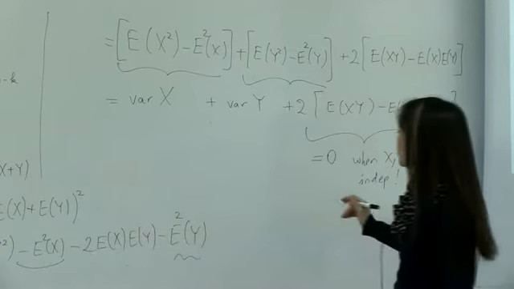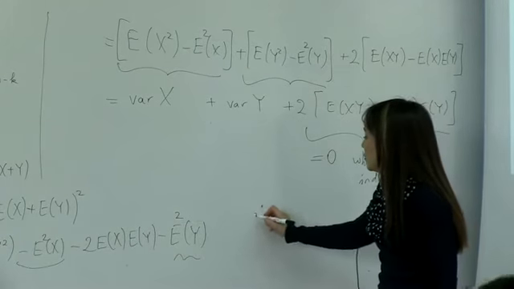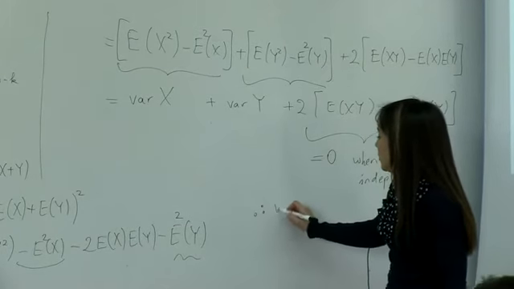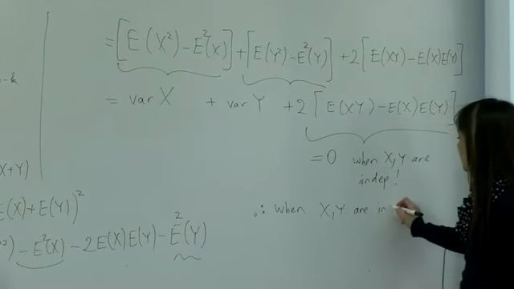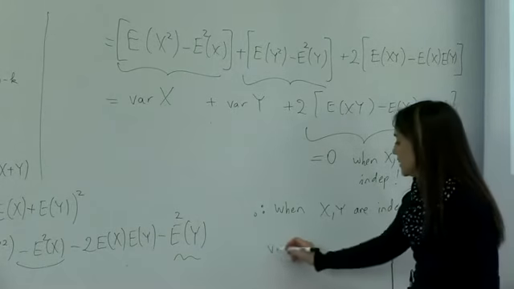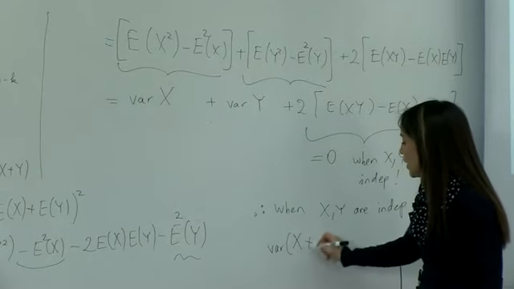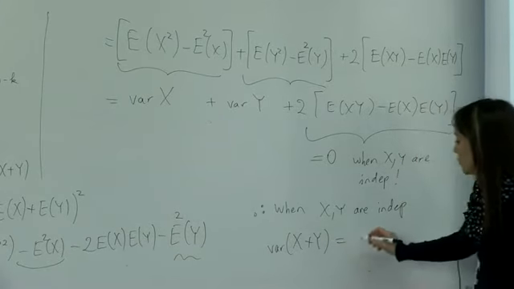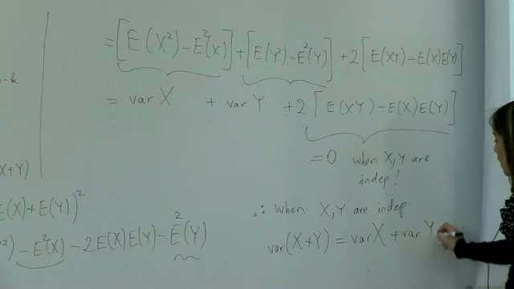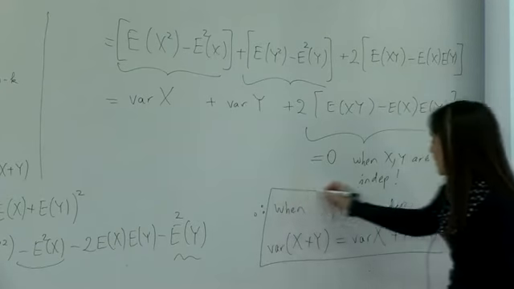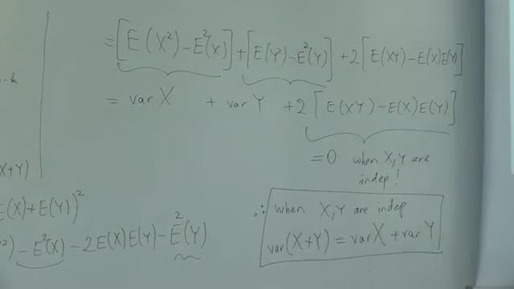Basically, let's write our conclusion. Our conclusion is that when x and y are independent, the variance of x plus y is equal to the variance of x plus the variance of y. Okay? So this is something to really remember because it's very useful.